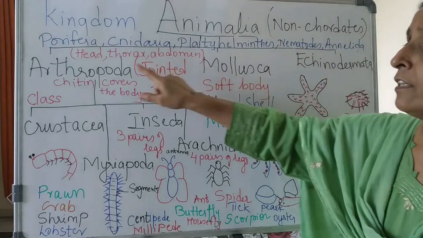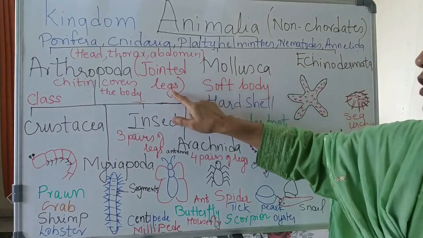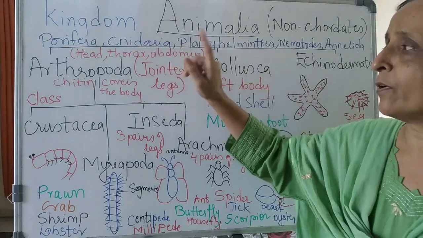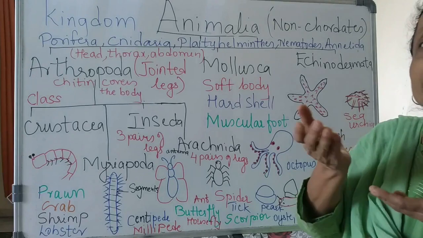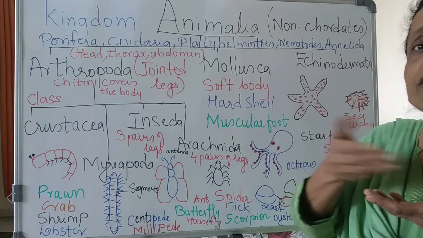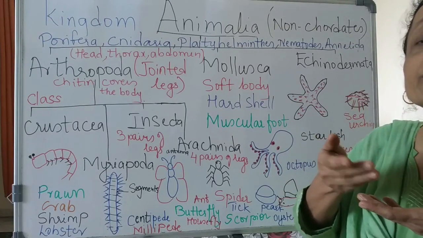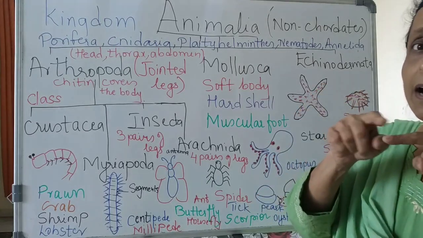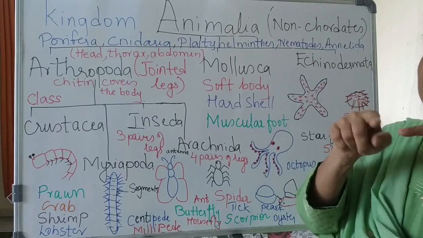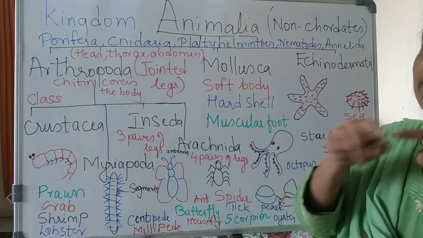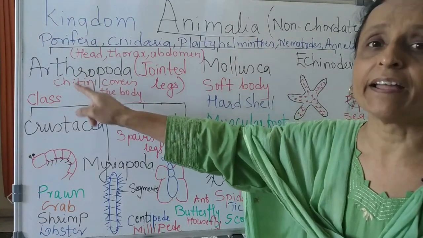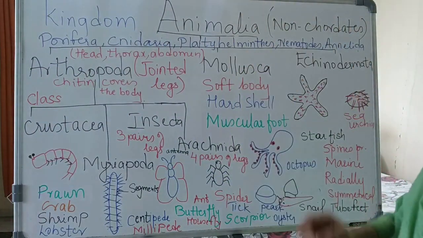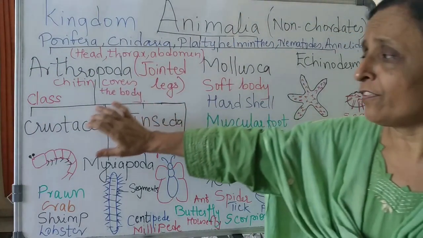Now, here, the Arthropoda, it has got jointed legs, head, thorax, abdomen, and the body is mainly covered with the shiny substance, proteinaceous substance, hard substance, which is known as chitin. Like how hard our nails are due to the hard protein, same way they have hard protein, which is known as chitin.